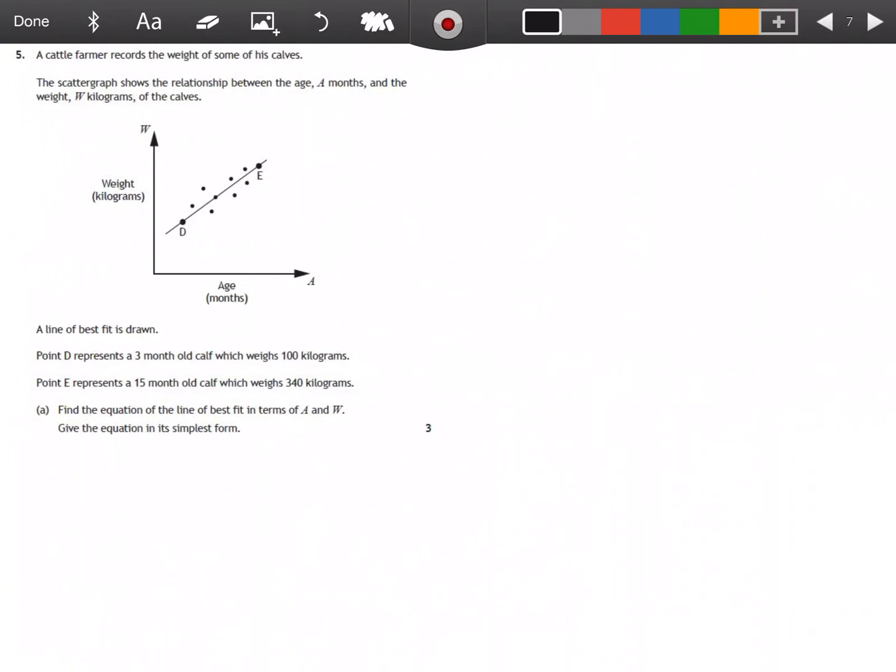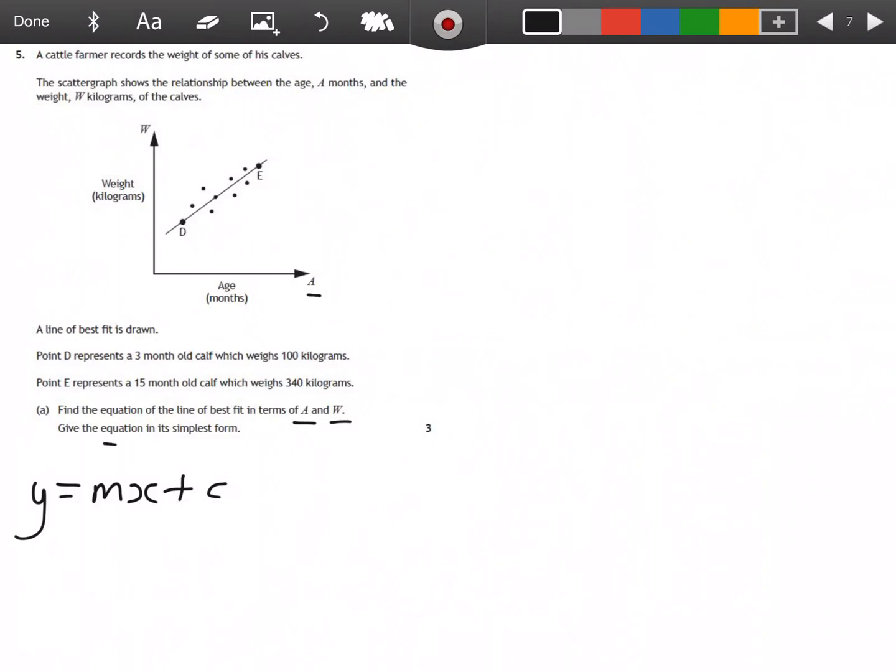Right, number 5. Pretty sure we've done one like this recently again. The cattle farmer records the weight of some of the calves. Find the equation of that line of best fit, the dotted line, or the line that's been put on the dots there, right? So we need to know coordinates. It says find the equation of the line. Now, as soon as it's mentioned equation of line, the first thing you really should be thinking is y equals mx plus c. Do remember, it says in terms of a and w, we'll change them at the end.